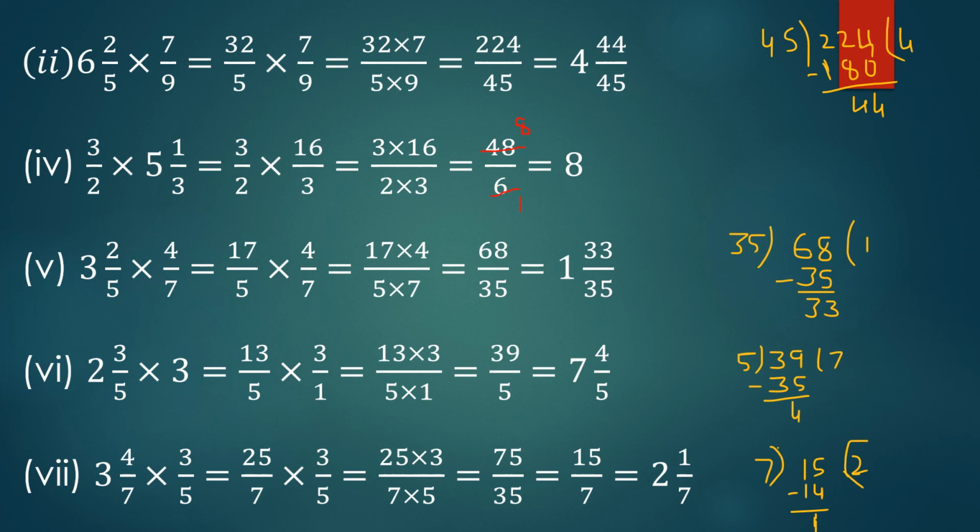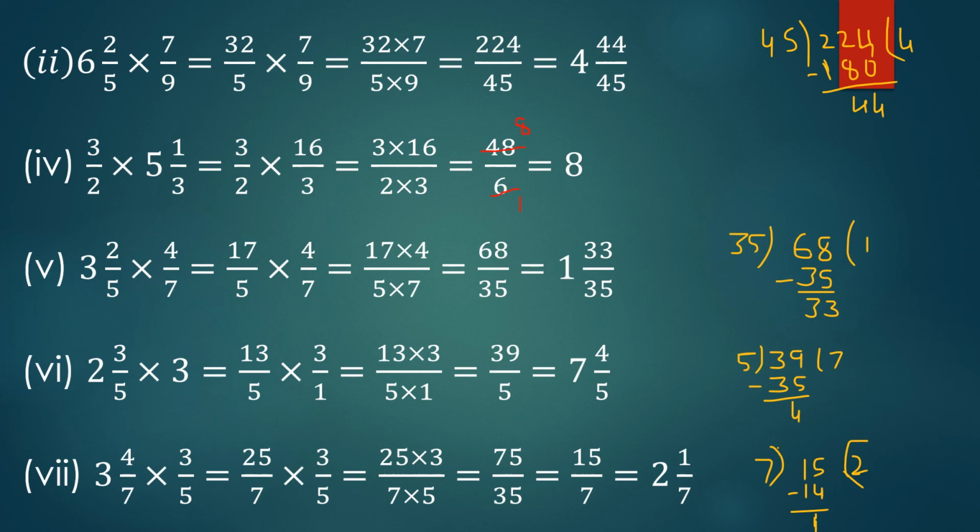Next, 2 3 by 5 into 3 equal 5 2s are 10, 10 plus 3 is 13. So this will become 13 by 5 into 3, which can be written as 3 by 1. Now multiply the numerator and denominator separately. So this will become 13 into 3 divided by 5 into 1, which is equal to 39 divided by 5. This can be converted into a mixed fraction 7 4 by 5, because 5 sevens are 35, 35 plus 4 is 39. So 39 by 5 can be written as 7 4 by 5.